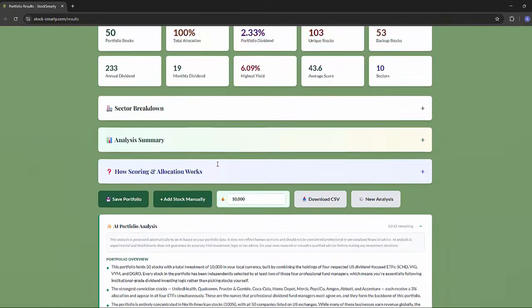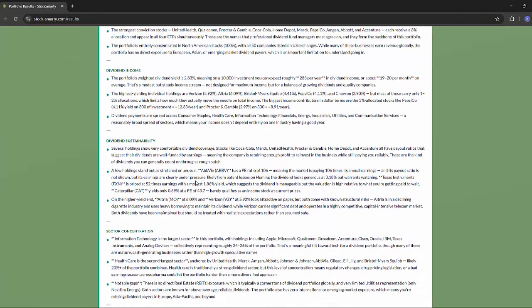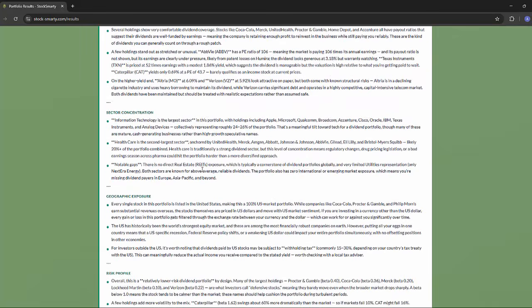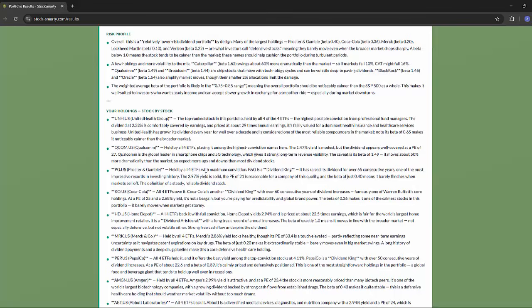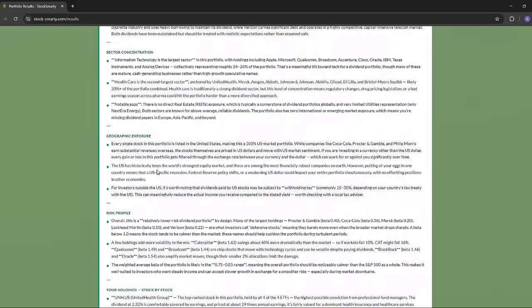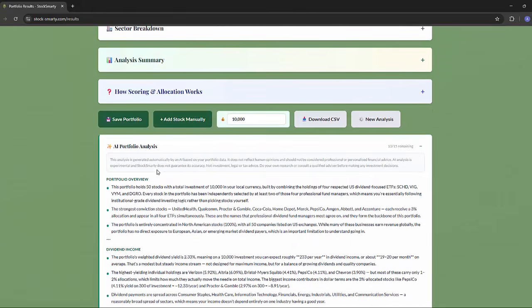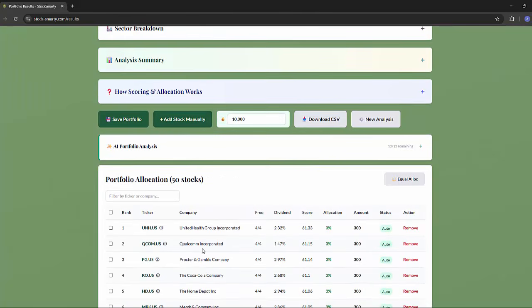And what this does is give me an overview of my portfolio. So an overview at the top, a review of the dividend income, the sustainability of the stocks within the portfolio, any sector concentration, geographical exposure, the risk profile, and a review of each of the stocks within the portfolio one by one. This just gives me a good insight into how my investments look. Of course, I can tweak them. I can remove certain stocks if I don't like them. I can add stocks in if there are some missing that I'm really confident in. So the tool gives you the flexibility to add or remove when necessary.